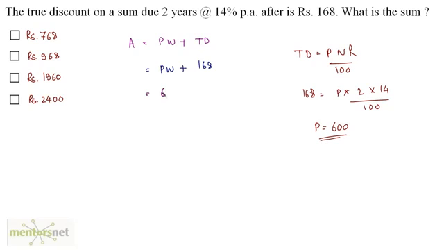So put that here. This will become 600 plus 168, right? And that will be 768 rupees. And this is the sum. So our answer is option A.